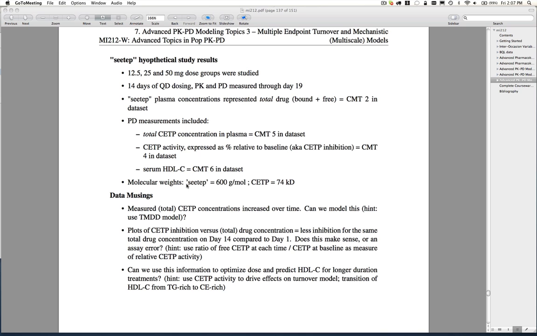And I do apologize, I've added this since the last lecture. We need the molecular weights here. If you recall from the TMDD, target mediated drug disposition work, when you start to deal with binding kinetics between drug and receptor, you need to make sure that you're in molar units so that you can account for the appropriate one-to-one binding.